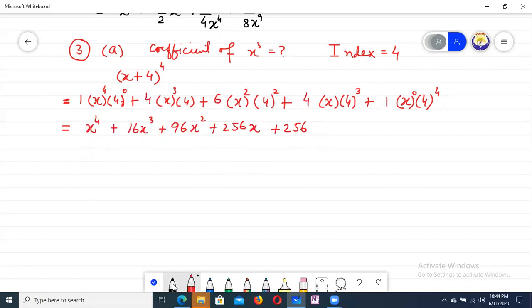Now we'll write here the coefficient of x cube. Therefore, coefficient of x cube is equal to 16. This is the coefficient of x cube here. Now we'll start the second part of this question. Last part we are doing now. Okay, last part here is h.